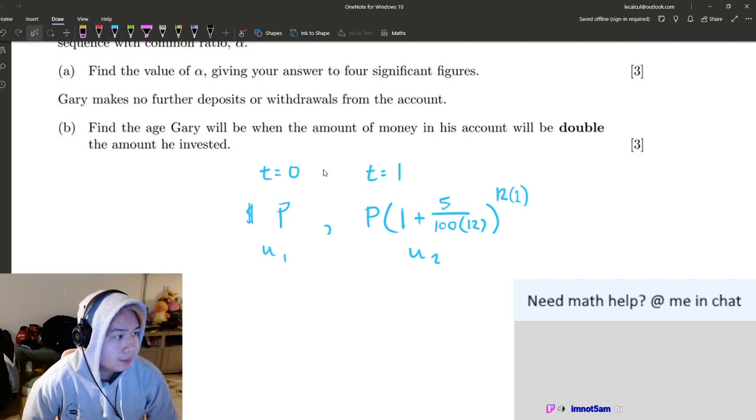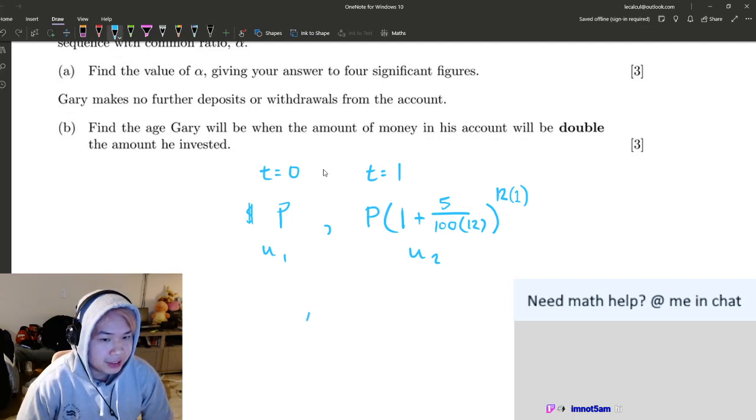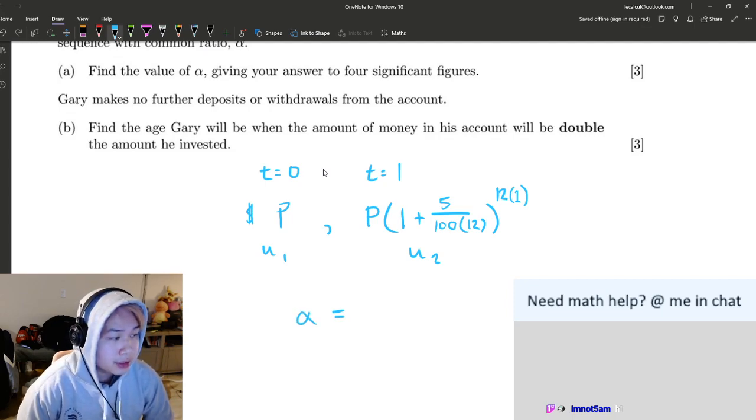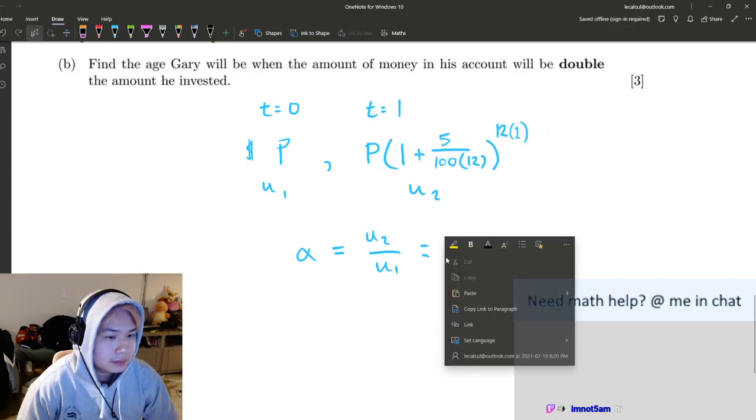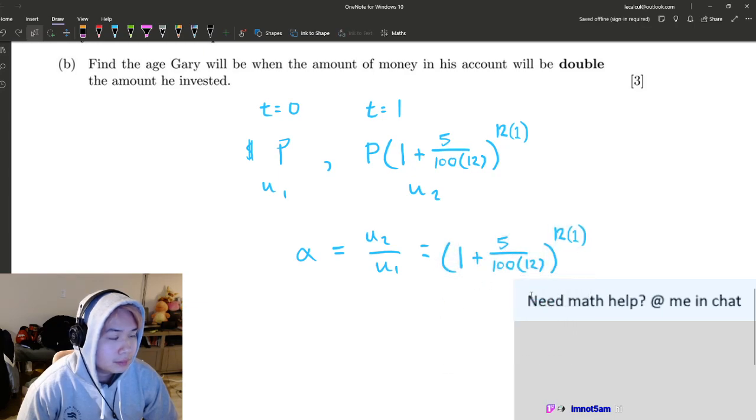Here's my second term. And I know that the common ratio is just the quotient of 2 consecutive terms. So I'm going to take u2 and I'm going to divide by u1. Now look at what happens when I divide the 2. This P is just going to cancel out with this P. So the common ratio is just this. Which makes sense because this is the yearly, this is what you multiply by every year. So then that's literally the ratio.